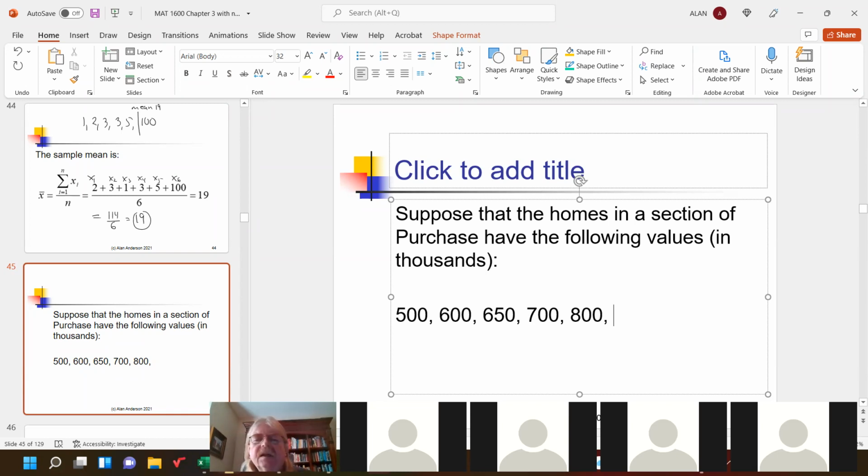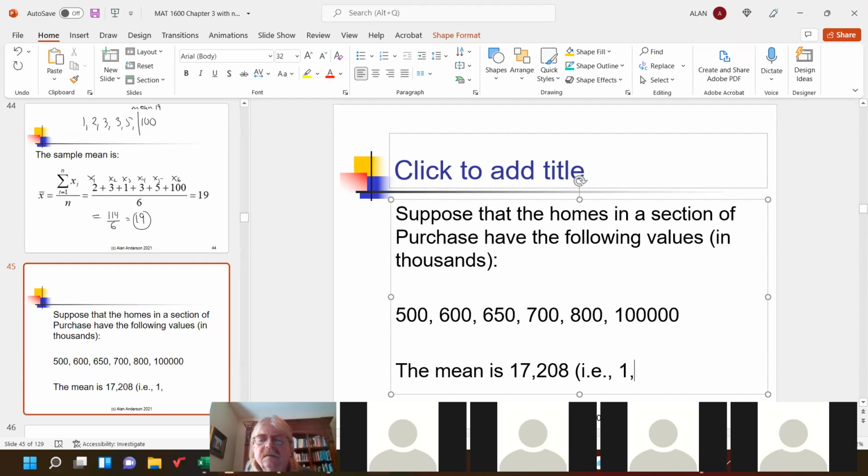So that would be 10, wait a minute, hold on. 10 million divided by 1,000, that's 10,000 thousands. I mean, that's a gigantic number. Well, the last house belongs to Bill Gates. The mean is, and so we add them up. $17,208. $1,720,000. So in other words, the average value of the houses in this area is $1.7 million.